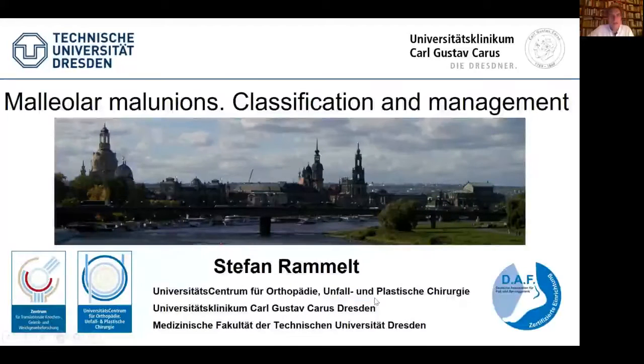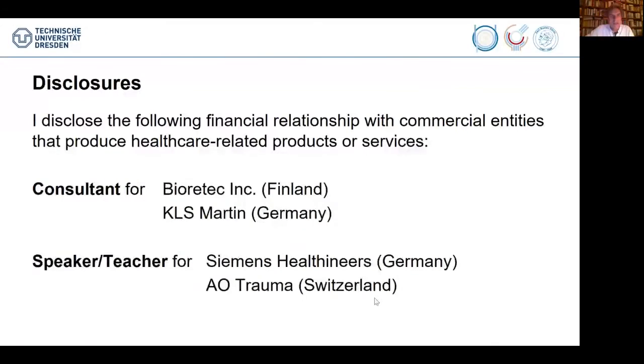We can. Yeah. Okay, so this is the little town I come from. It's a little smaller than London, but also lies on a nice river. These are my disclosures, not related to the next talk.